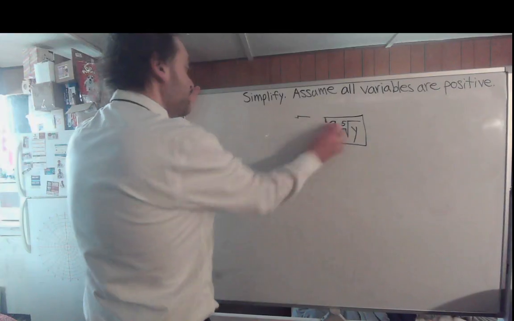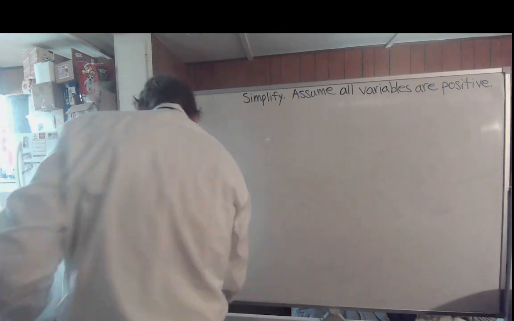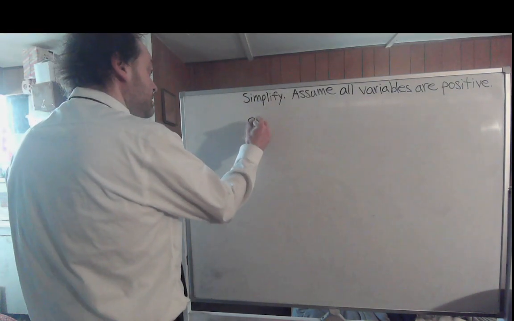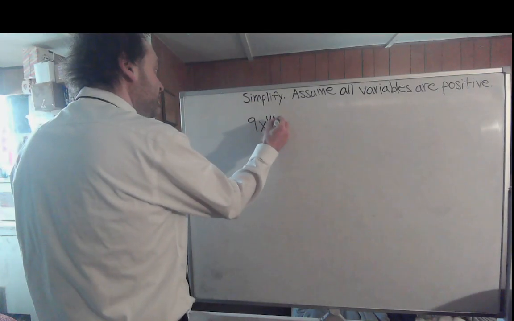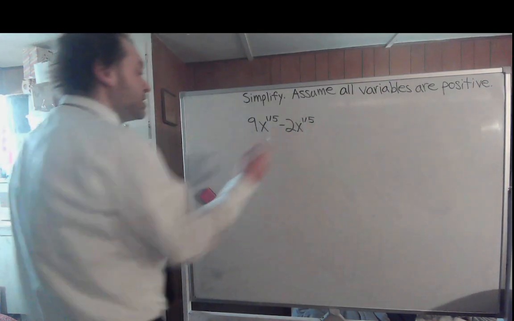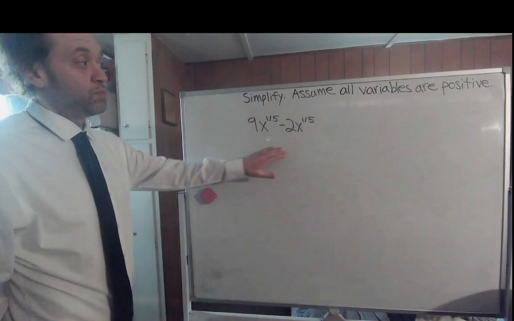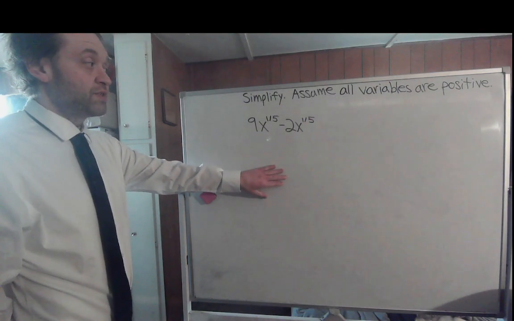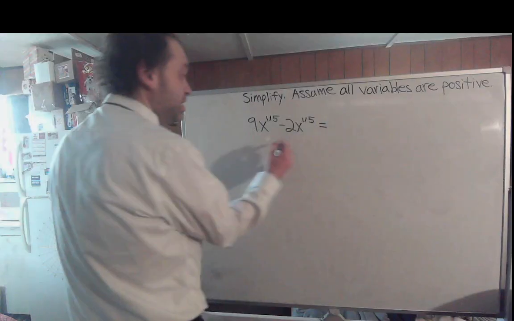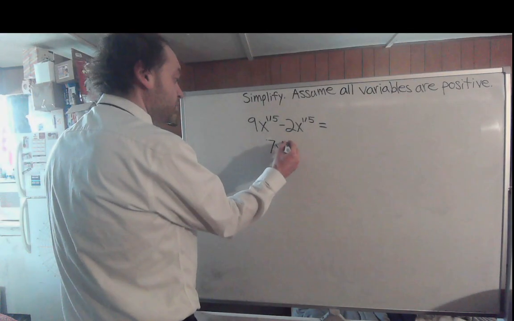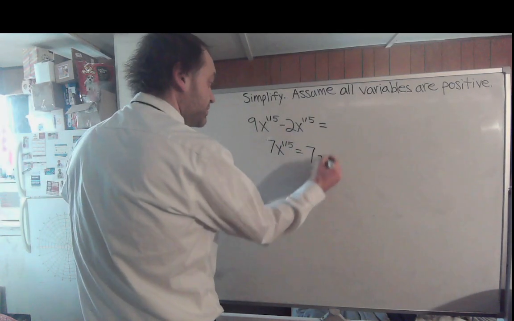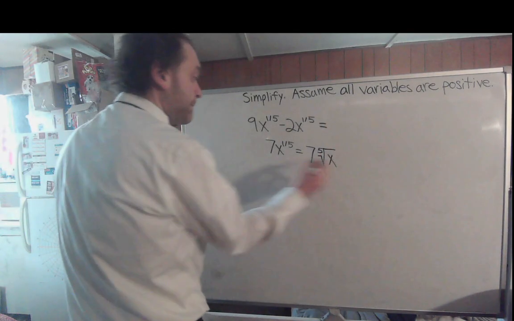Alright, I have about 5 more. Now we have 9x to the 1/5 minus 2x to the 1/5. Well, same base, same power, so you just subtract the coefficients. You would end up getting 7x to the 1/5, which could also be rewritten as 7 times the fifth root of x. Pretty simple.